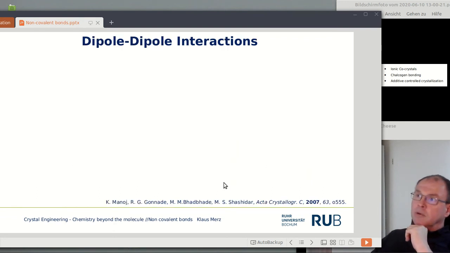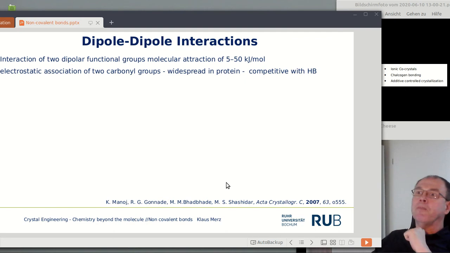First is dipole-dipole interaction. In this case, we are talking here of CO double bonds, two neighboring CO double bonds. And if you look at the energy of such types, you will see, well, this is a broad range. Okay, 5 kilojoule is not so much, but on the other side, 50 kilojoule, that's high energy. And this is very important.